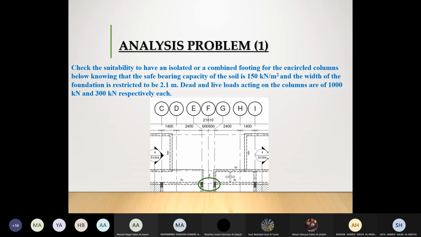Okay, now if you see these columns, this is my column. Now, shall I put my foundation in this way, or shall I put my foundation in this way?